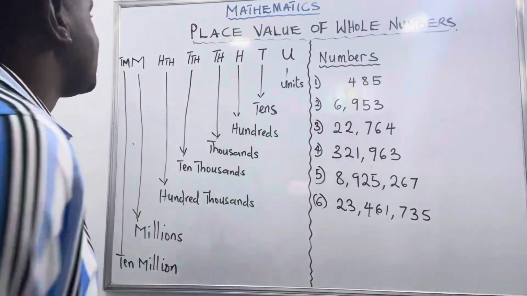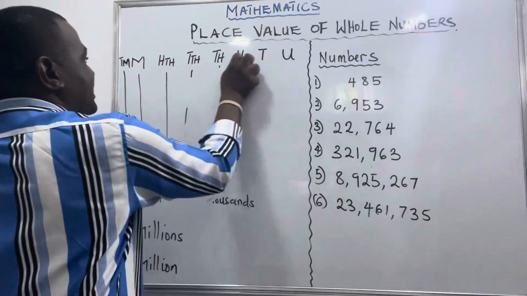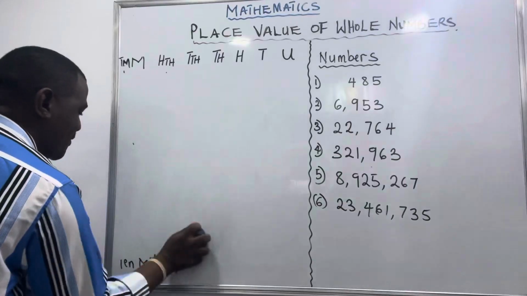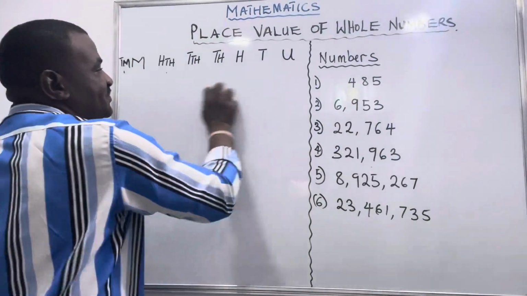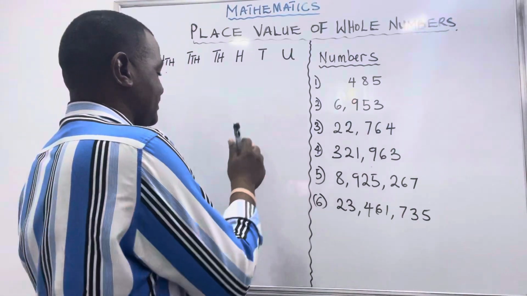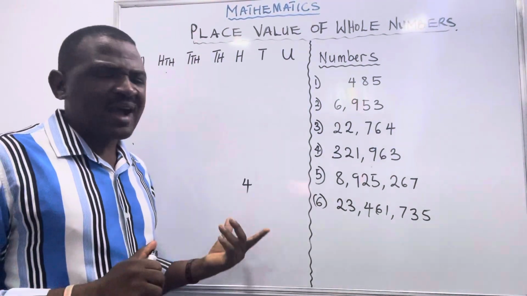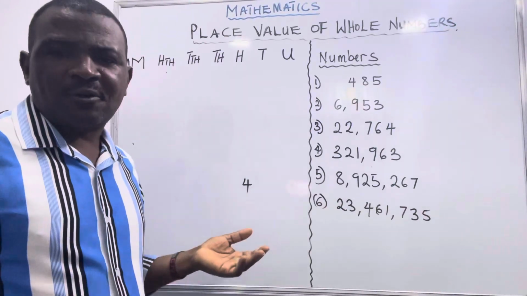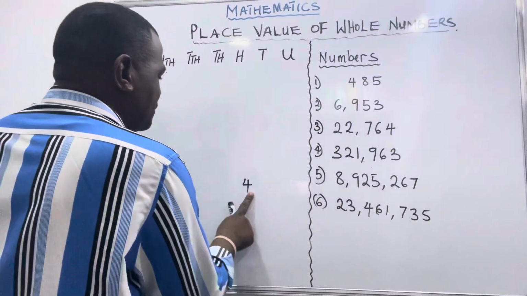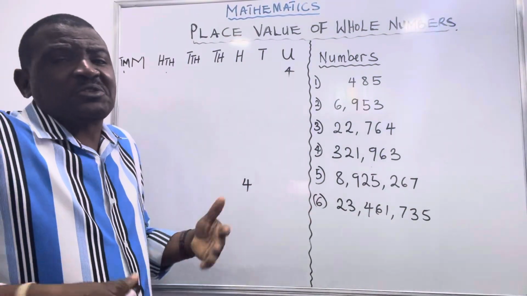Now, if you have any number whatsoever, if the number is single, let's say 4. 4 is 4. Now, if I ask you, what is the place value of 4? 4 is only 4. Where do you start from? You start from the right. You place this 4 here. That means 4 is just units.